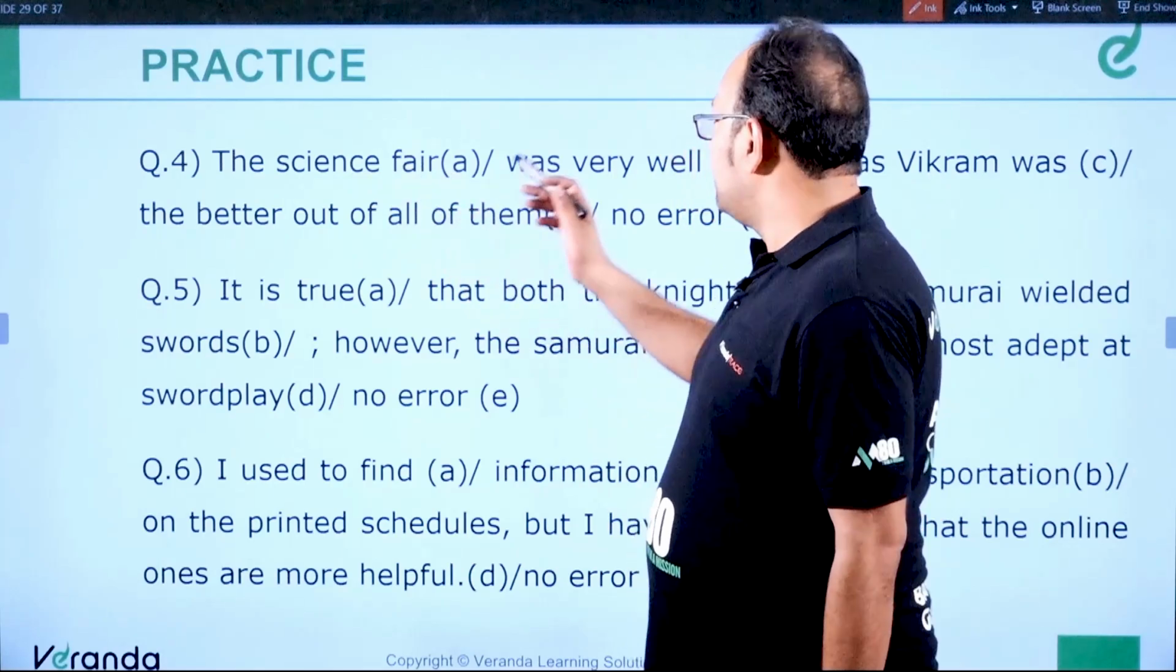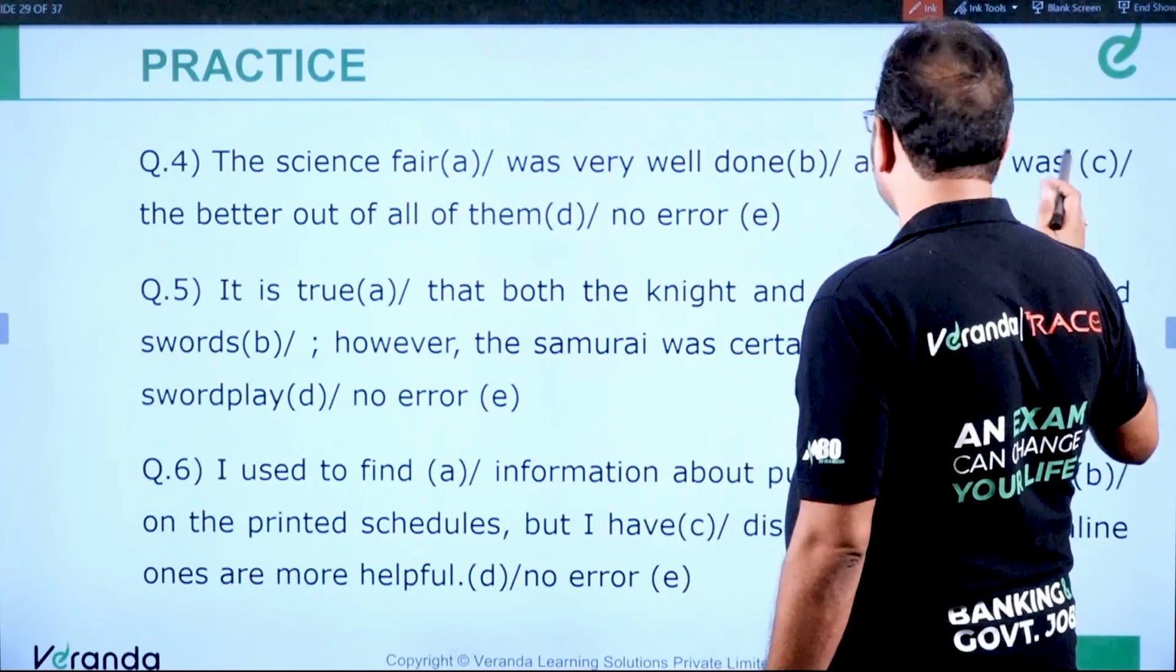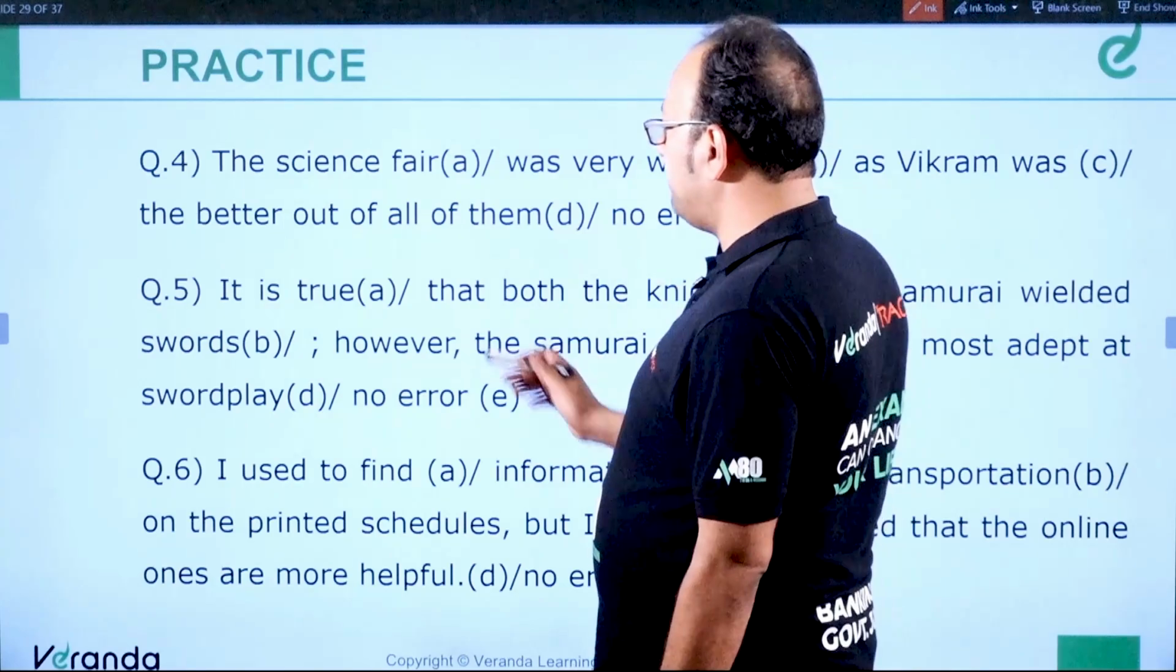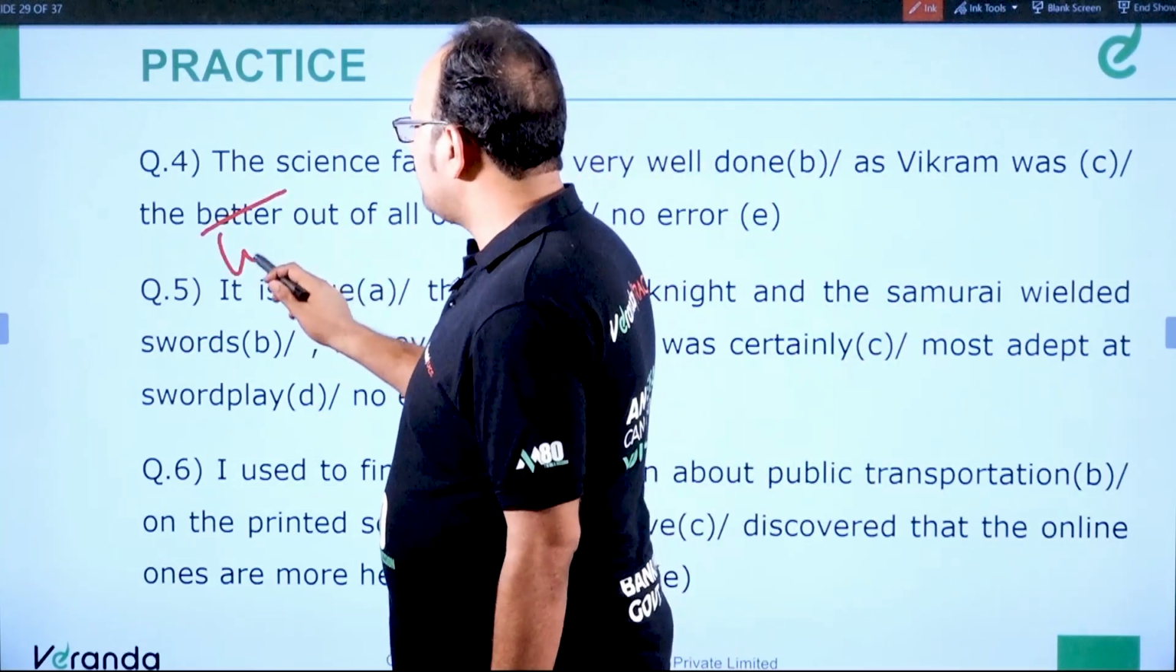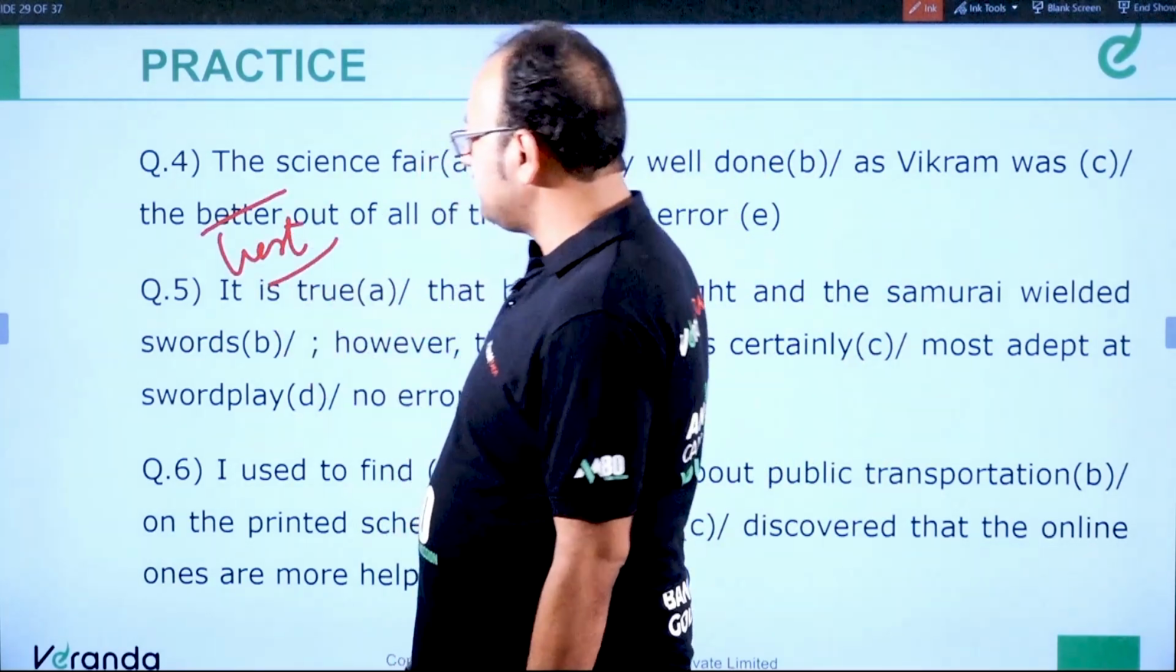The science fair was very well done, as Vikram was the best out of all of them, because we are talking about all people, right? So best is the correct adjective.